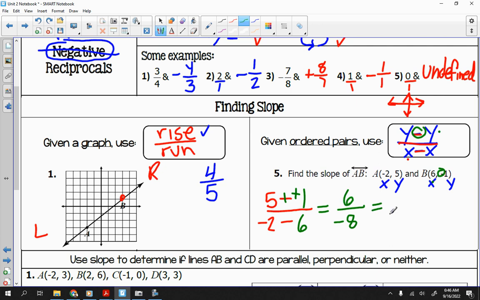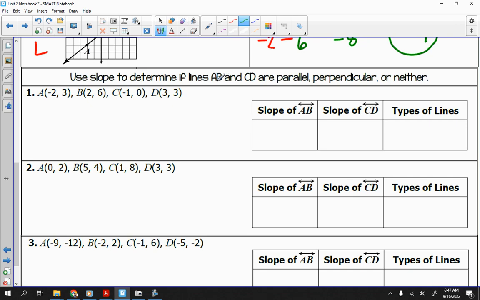It stays negative. And then 6/8 reduces to 3/4. That is the slope we always want to reduce. That's how we compare our slopes, in reduced form. All right, so now we're going to look at these three options, and we are going to use the slope to determine if lines AB and CD are parallel, perpendicular, or neither.